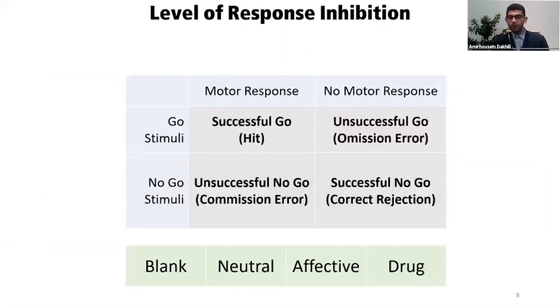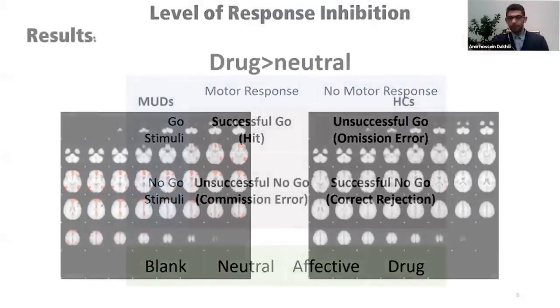Here you can see a schematic representation of the different conditions in our task. Participants can successfully press the button on Go Trials, successfully inhibit their motor response on No-Go Trials, or they may fail to press the button on Go Trials, which we call omission error, or fail to inhibit their impulse to press the button on No-Go Trials, which we call commission error. Each of these 4 conditions can happen in each of the 4 cue blocks, as shown below.